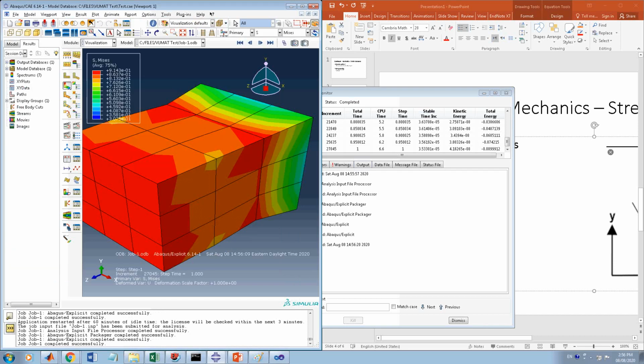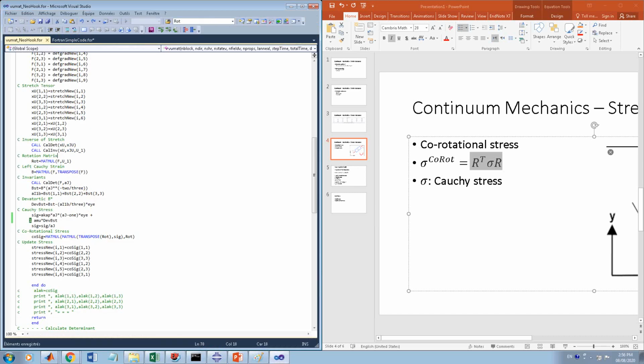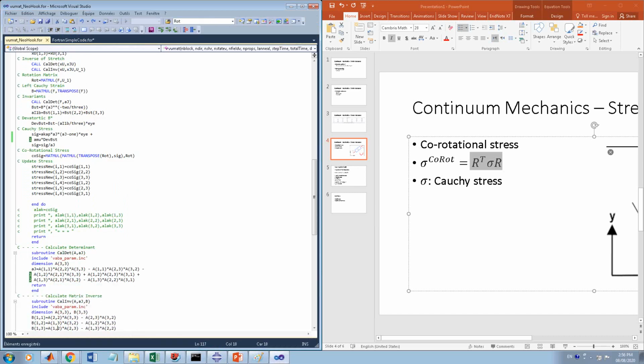So if you look at the results, that's it. And you can compare it with the neo-Hookean that you have in Abaqus. It should be the same, although I've written it by myself like today, and I'm not sure how I can do it.